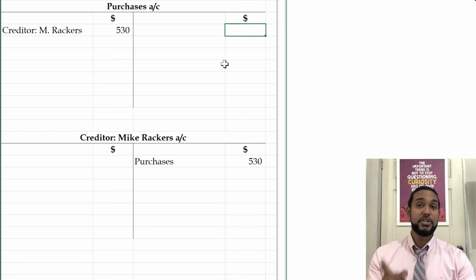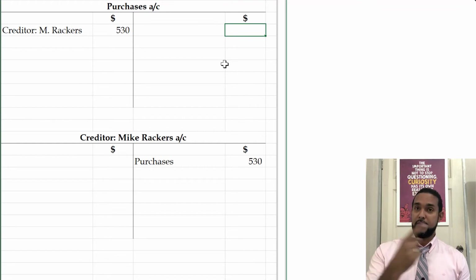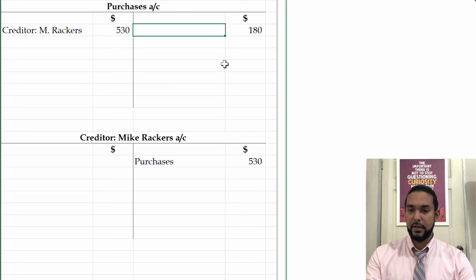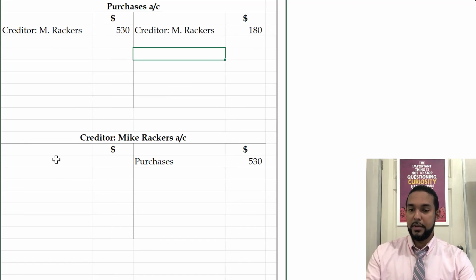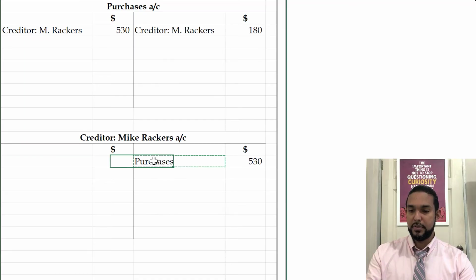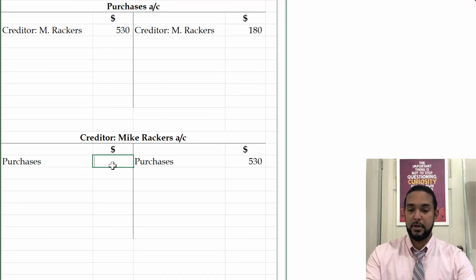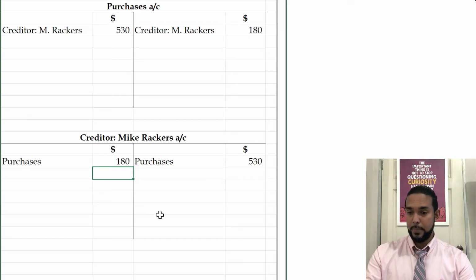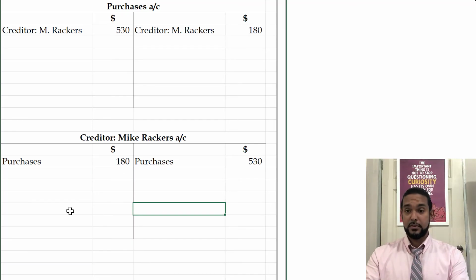So in the purchases account, the debit side is too high. What did we learn just now? If it's too high, we have to go on the opposite side and put the balancing figure, right? Let's just copy and paste that. And then in Mike's account now, we're going to copy and paste purchases. So the credit side was too high, which means we have to debit the account in order to bring it down. Right, now that's what it looks like.